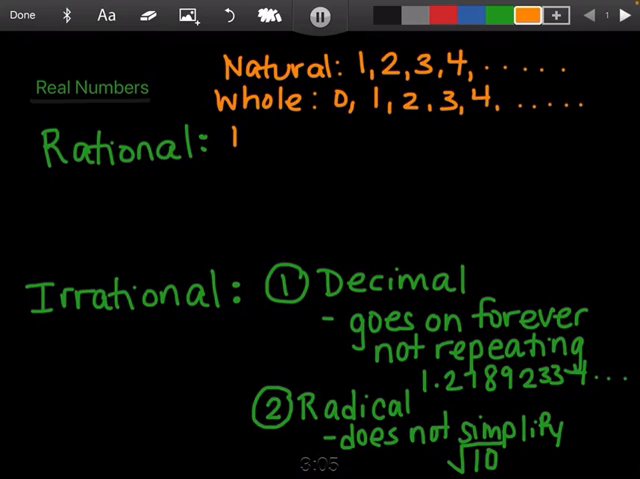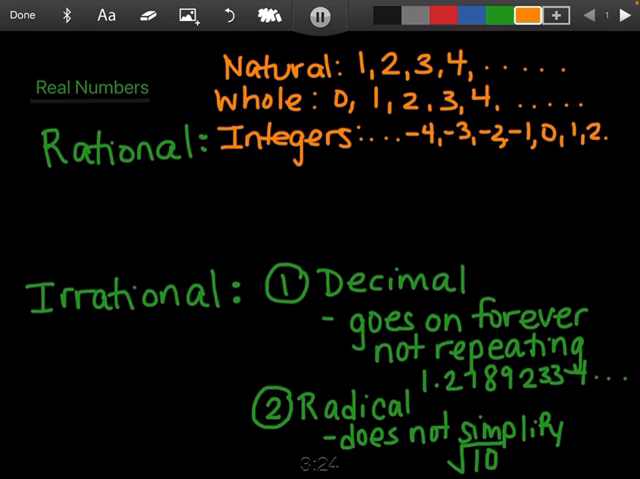Then we get into integers. This takes it one step further. This is all the whole numbers plus all the negatives. Okay, so let's say -4, -3, -2, -1, 0, 1, 2, 3, ... Okay, and then anything that's not an integer, a whole number, or natural, we just say it's rational.